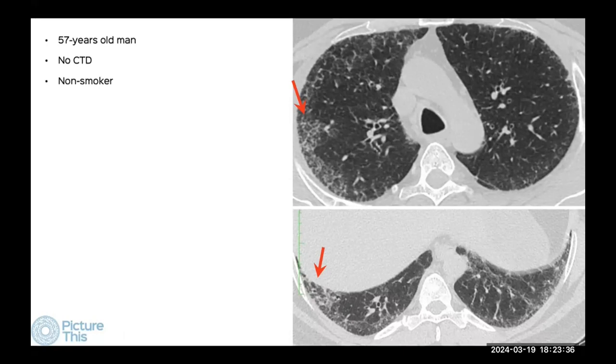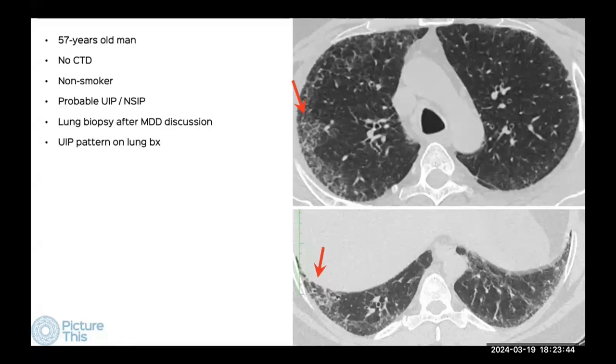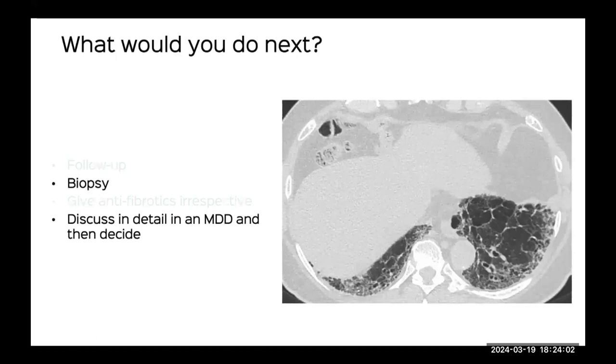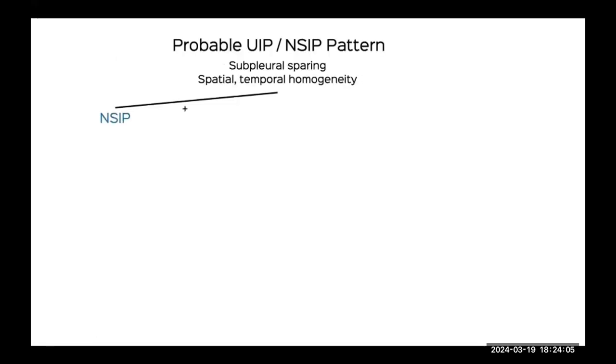And so the question was, could this just be an NSIP? But probable UIP was a differential. The patient wanted to know, a biopsy was done after MDD discussion, and this was categorical UIP and therefore IPF. And this patient actually succumbed within 5 years. But if this patient had any connective tissue disease, we would have just called it CTD-ILD with an NSIP pattern. So it's not always easy to differentiate one from the other, and we should be cognizant of the clinical situation and read these images in that context.